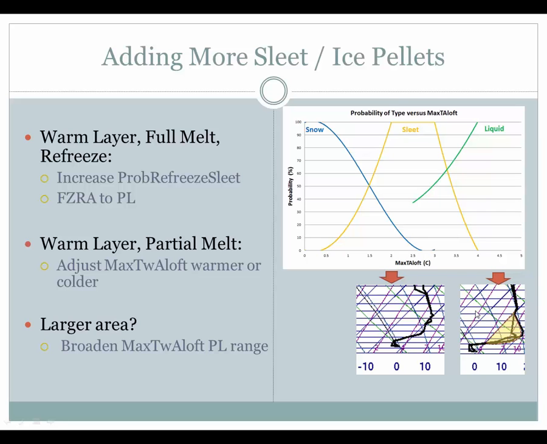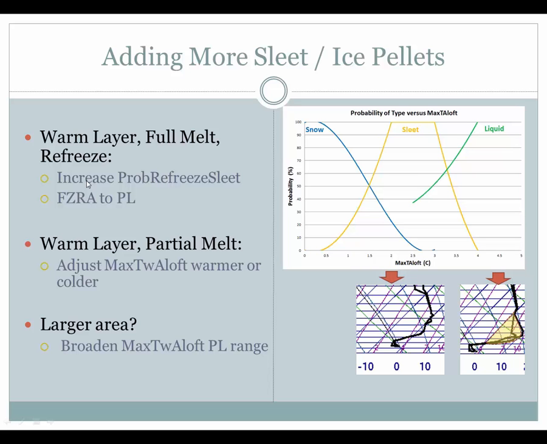The next scenario to cover is adding more sleet or ice pellets. So you have two possibilities there. One is a very warm layer that will fully melt the hydrometeor incoming into the warm layer and then refreeze it in a near surface cold layer.